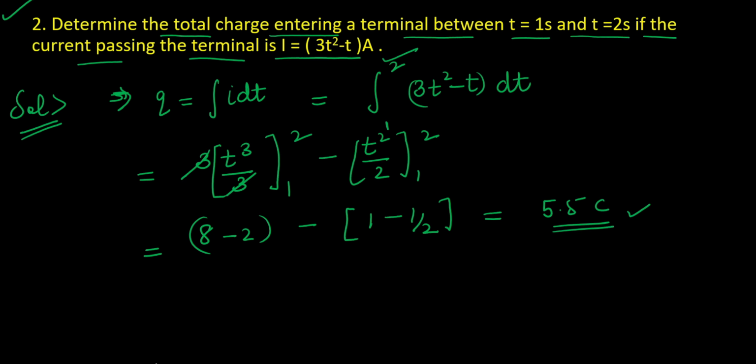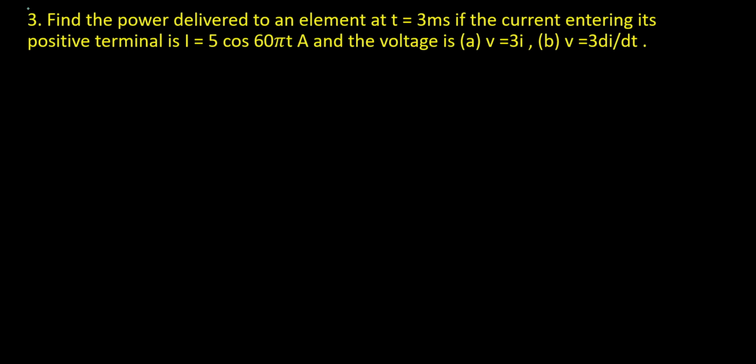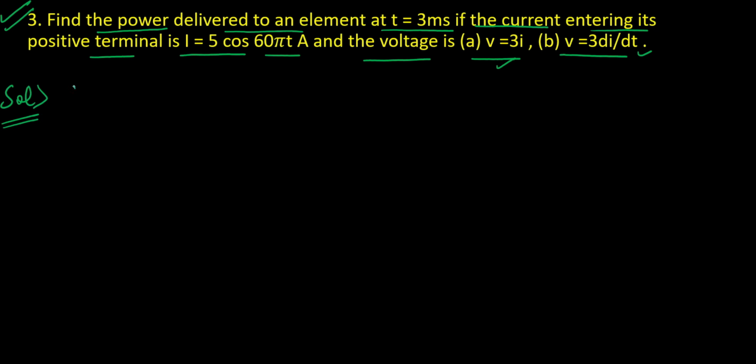So let's solve the third problem. It is given: find the power delivered to an element at t = 3 milliseconds if the current entering its positive terminal is I = 5 cos 60πt amperes, and the voltage is, in the first part of the problem, V = 3I, and in the second part, V = 3 di/dt. Let's solve the first part of the problem.